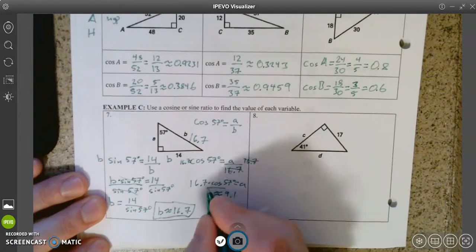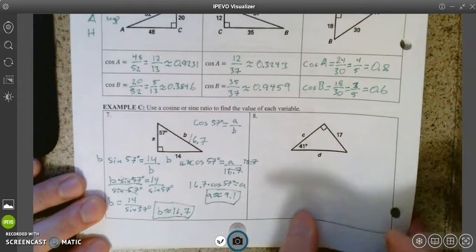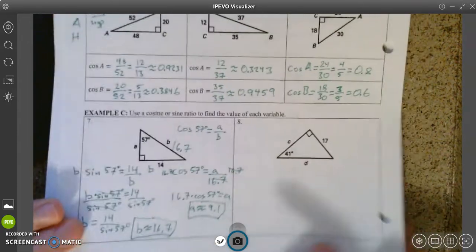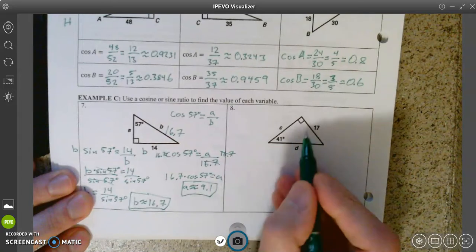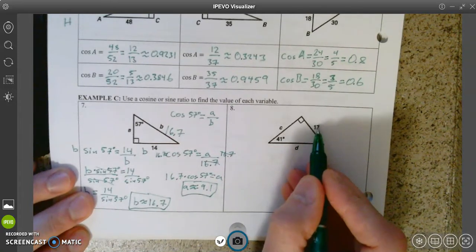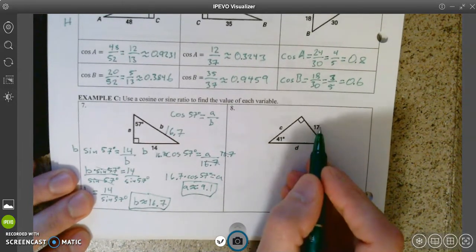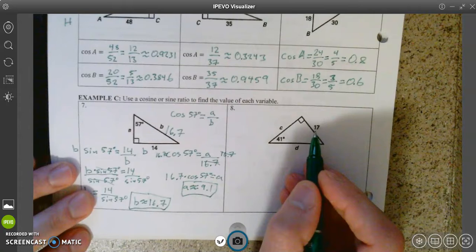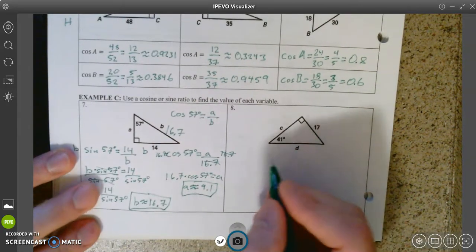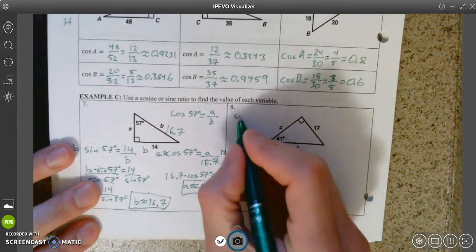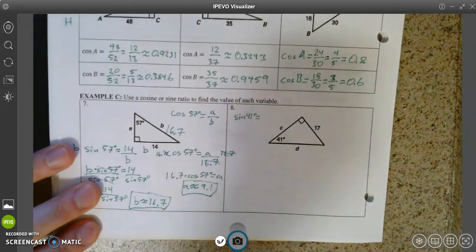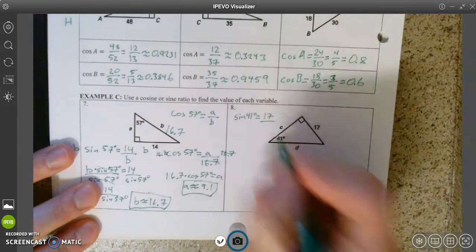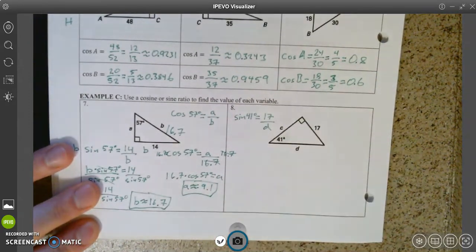So that's that one and that one. So for 8, looking at my variable, I want to use something that's opposite first. So we're going to use the one that has opposite in it between sine and cosine. Sine has opposite in it. So we're going to use sine of 41 degrees is equal to opposite, so 17 over hypotenuse, which is D.